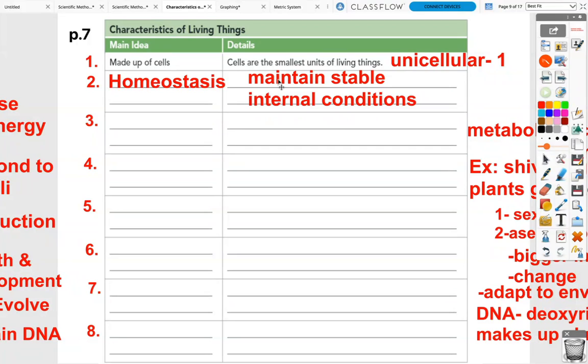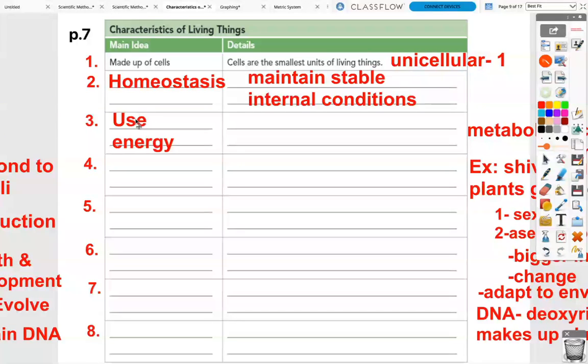So your body works very hard to maintain homeostasis. If you break down that word, homeo means the same, stasis is the state of being. So it's really saying it's the state of being the same. So we work very hard. Our bodies work very hard to maintain stable internal conditions. Even a single-celled organism works very hard to maintain stable internal conditions as well.